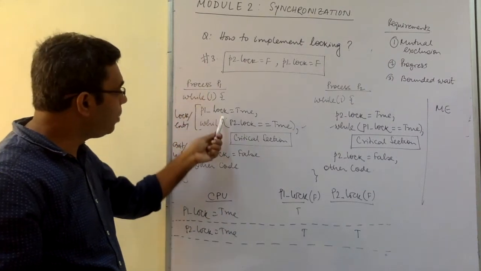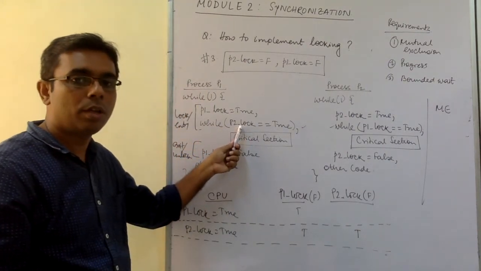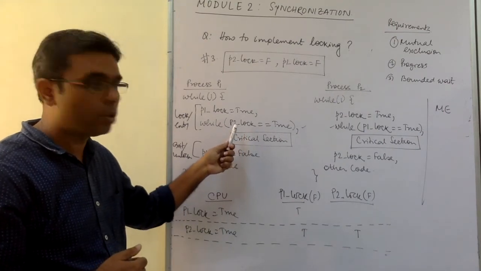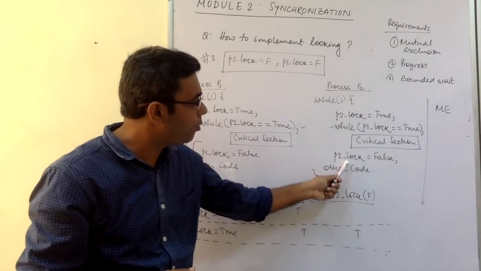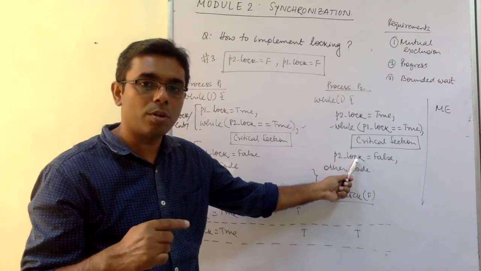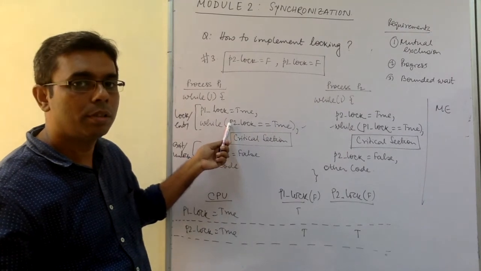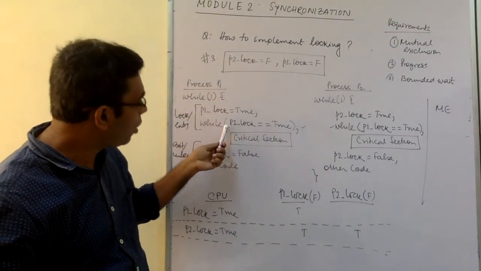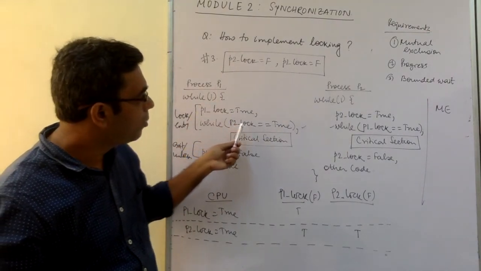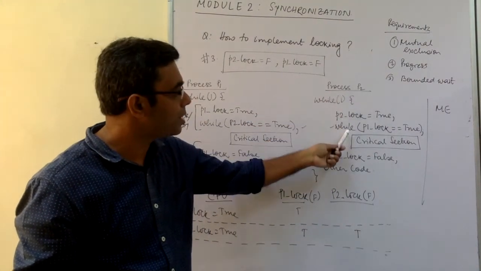Why? When will P1 come out of that? Only when P2_lock becomes false. But who will make P2_lock false? It's the responsibility of P2, because you see this line is here. So until P2_lock becomes false, P1 cannot come out of this line. But P2 cannot reach this line. Why? Because P2 will be getting stuck here.